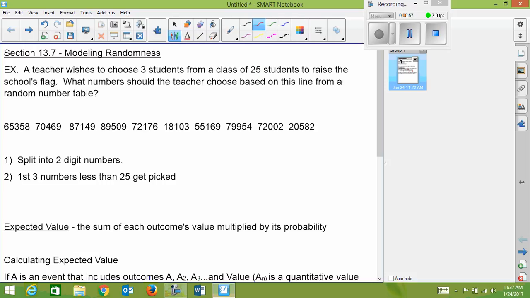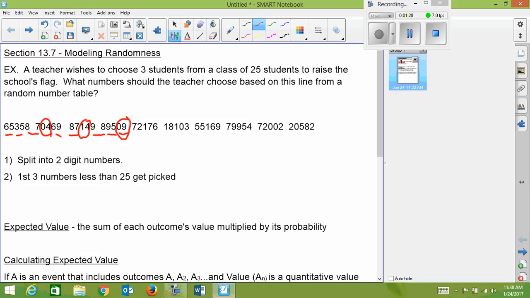I'm going to be looking for numbers that are less than 25. Okay, so I have a 65, a 35, an 87. Remember, I'm looking at every two digits. So 4 is less than 25, 69, 87, 14, 98, 95, 9. And I can stop right there because I just need the first 3, right? You're choosing them randomly. So the first 3 numbers that are lower than 25 are the 3 kids that get chosen.